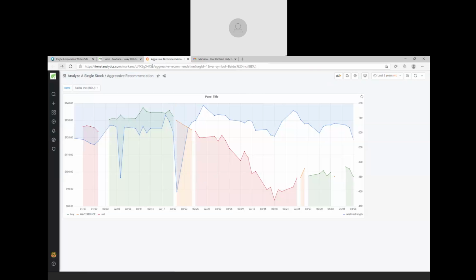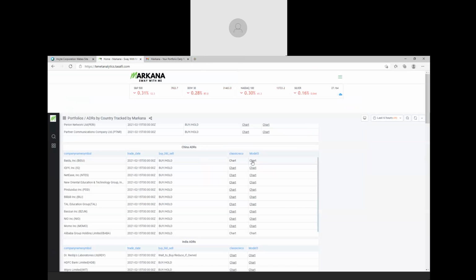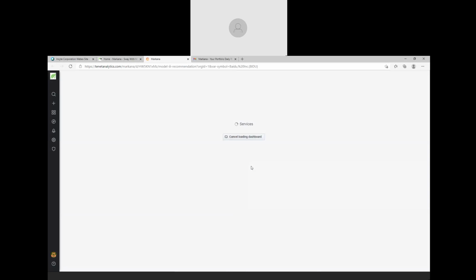Okay, so this is the aggressive analysis. Now, if you want to look at another model, this is our model 3 recommendation for Baidu.